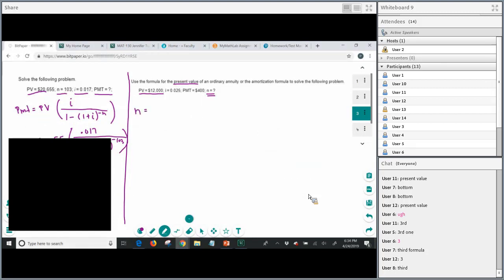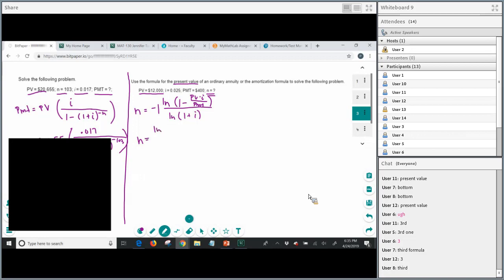So N is equal to minus 1 times a fraction. On the top of the fraction is natural log of 1 minus PV times I, trying to fit this here, over payment. And on the bottom is natural log of 1 plus I. Okay? Now let's start plugging everything in.